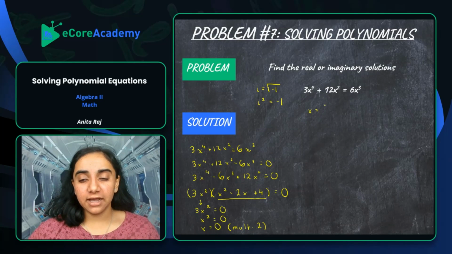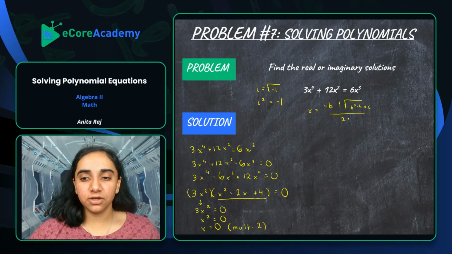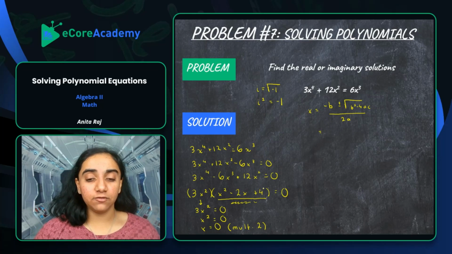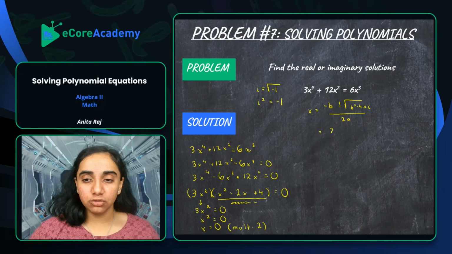So I'm going to rewrite it. x equals negative b plus or minus the square root of b squared minus 4ac, over 2a. Again, just something you're going to have to memorize. So if we plug in the values from this quadratic trinomial, with 1 being our a, -2 being our b, and 4 being our c, we end up getting 2 plus or minus the square root of -2 squared minus 4 times 1 times 4, over 2 times 1.